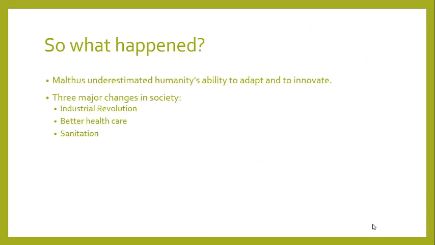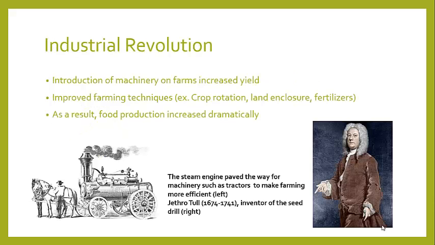There's a lot that's going on here, but the biggest thing that Malthus failed to take into account was humanity's ability to adapt and innovate. And there are three major changes in society that are happening right around the time that Malthus is writing and throughout the 19th century. They are the Industrial Revolution, improvements to healthcare, and better sanitation. So let's look at those one at a time.